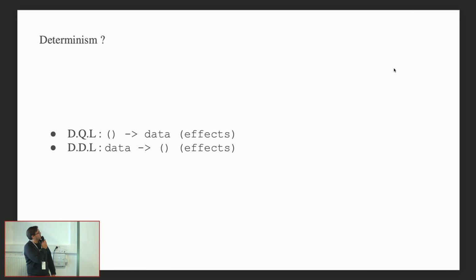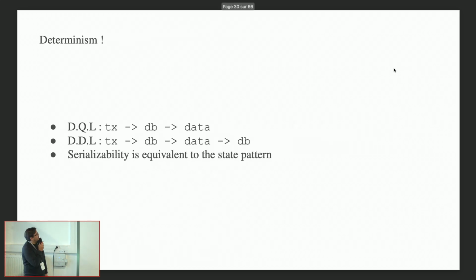So with DQL, you have some data that arrives to your program, and with DDL, you have some data and you do effects. And actually, it's not that true, because as you may know, Postgres is an ACID database. So you have transactionality. And so what you are doing is always a consequence of being in a transaction. So if you write it with a transaction in mind, you get this thing.